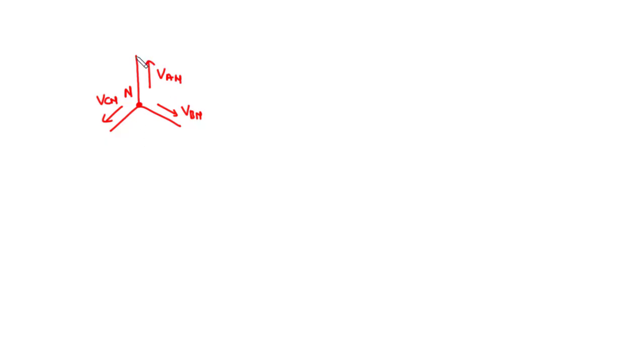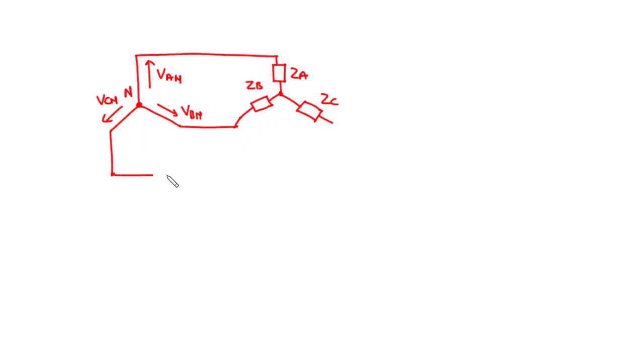Now this is feeding an unbalanced star-connected load of phase impedances Za, Zb, and then Zc. Now since the load is unbalanced, it means that the phase impedances Za, Zb, and then Zc are not the same.